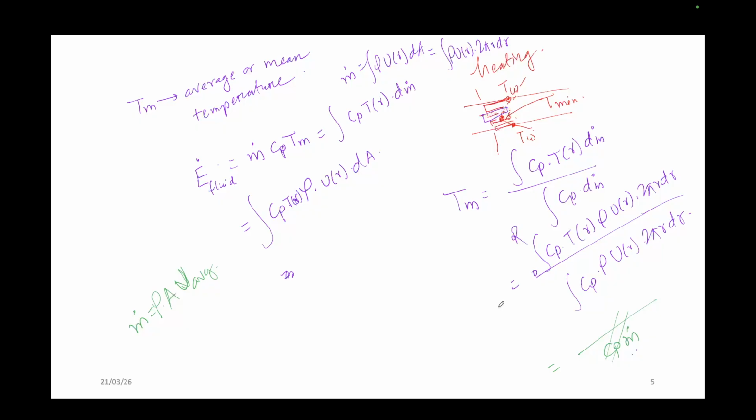Sometimes what a student does is, if they know the mean value and the wall temperature, they just take the average of T mean plus T_w by 2. That is the average value, but it is not the correct way to interpret it. This is how you need to interpret this. I think you got it.